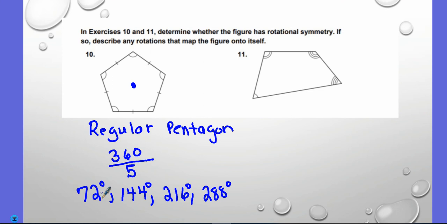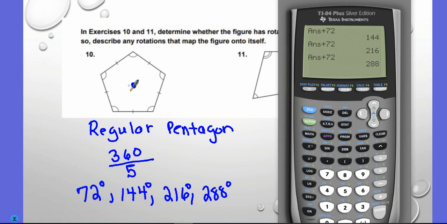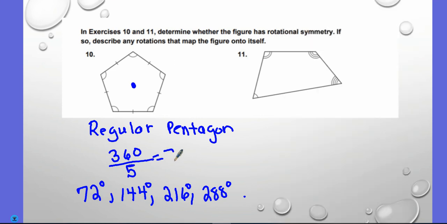So that means if I turn it 1, 2, 3, 4 times, and these are all the degrees that I need to turn it by. And if I put my point in the center, and let me see if I add another 72, that puts me back at the original. So I can rotate this 4 times, once at 72 degrees, another one at 144 degrees, another one at 216 degrees, and another one at 288 degrees.